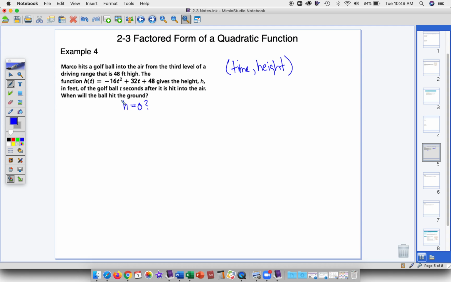So we can solve this problem by setting h of t equal to 0 and taking our function, negative 16t squared plus 32t plus 48, and setting it equal to 0. So each of these numbers are divisible by 16. So I'm going to factor that 16 out, actually a negative 16. I like keeping the squared term positive. So that'll give us t squared, a minus 2t and a minus 3.